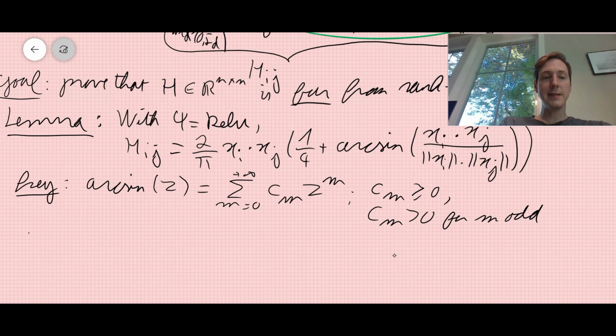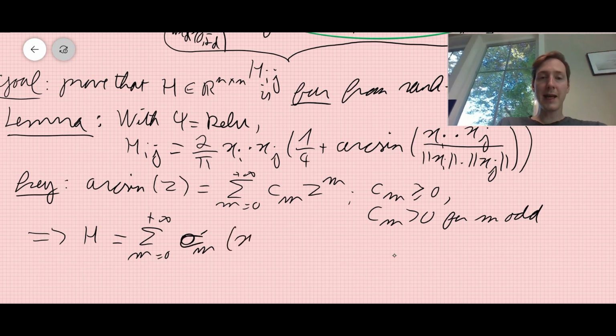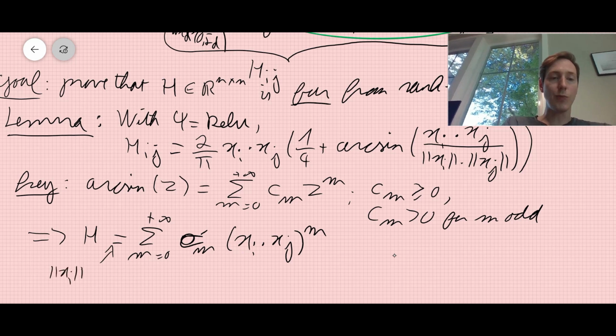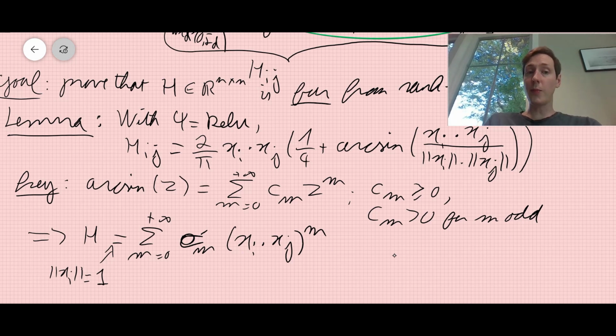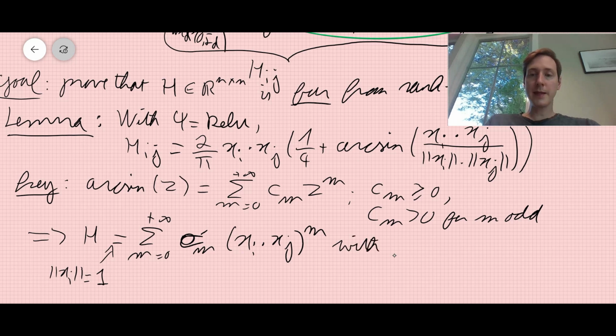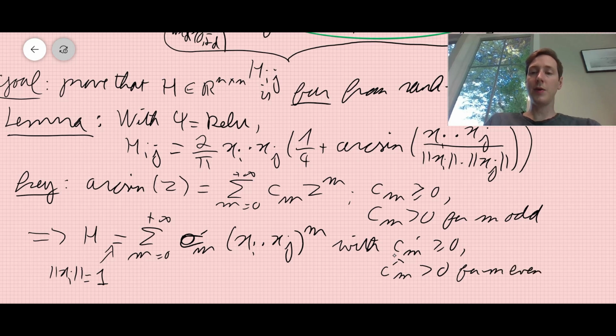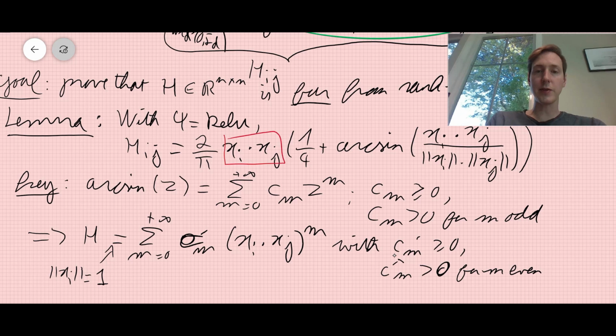So what this implies is that H is really of the form sum from m equals 0 to infinity of some cm' times (xi · xj)^m. And let me just assume now that the norm of xi is 1. Let's assume everything is normalized so that we don't have to carry these norms around. It doesn't really matter. Okay, so I use this formula and the fact that arcsine can be written in this power series, with cm' non-negative and cm' strictly positive for m even. Okay, m even, because notice here I have this xi · xj in front.